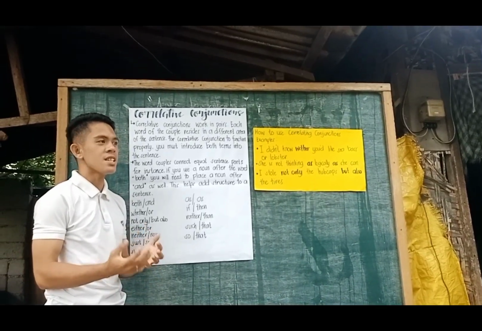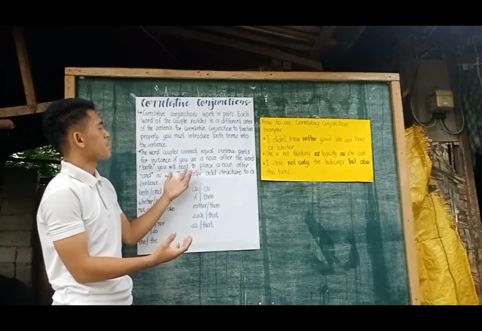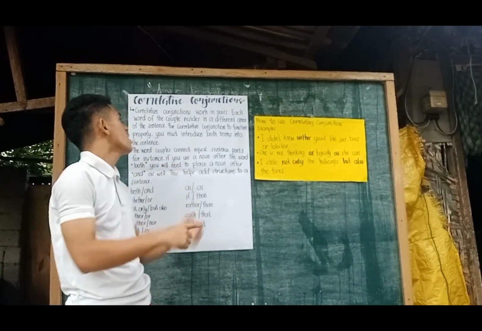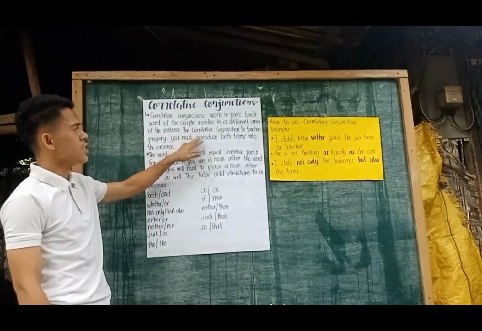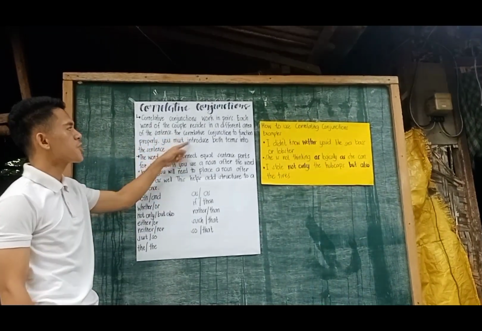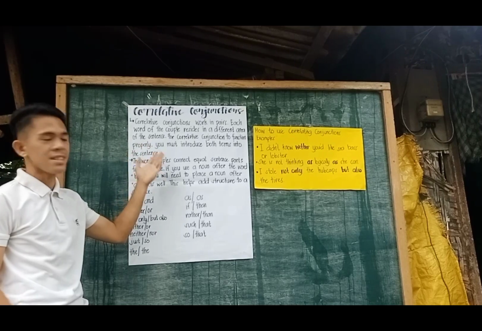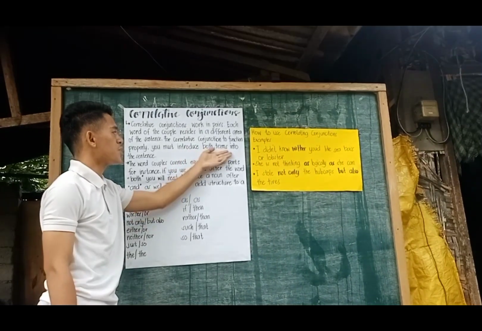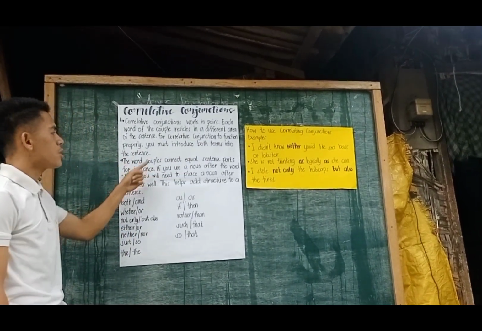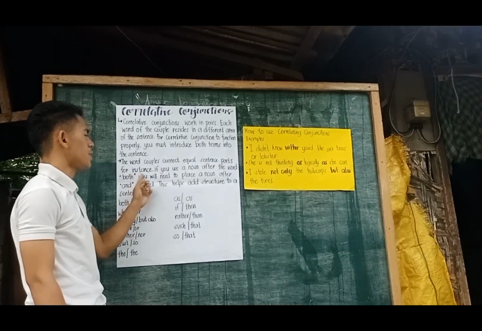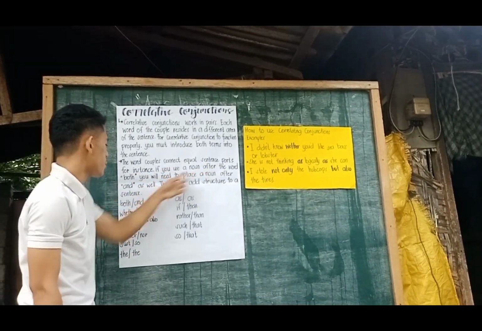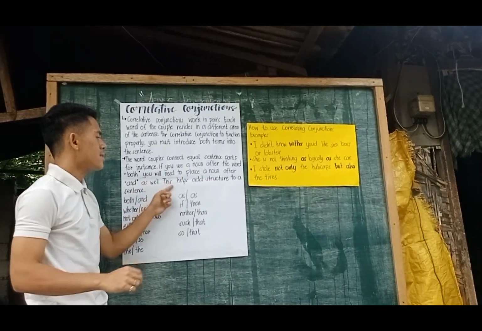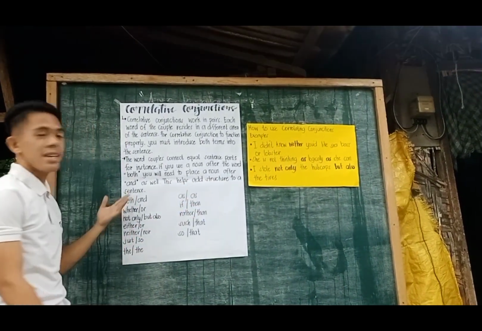Yes, we have already discussed the coordinating conjunction, and now let's proceed to the correlative conjunction. What is a correlative conjunction? Correlative conjunctions work in pairs. Each word of the couple resides in a different area of the sentence. For correlative conjunctions to function properly, you must introduce both terms into the sentence. The word couples connect equal sentence parts. For instance, if you use a noun after the word both, you will need to place a noun after and as well. This helps add structure to a sentence.